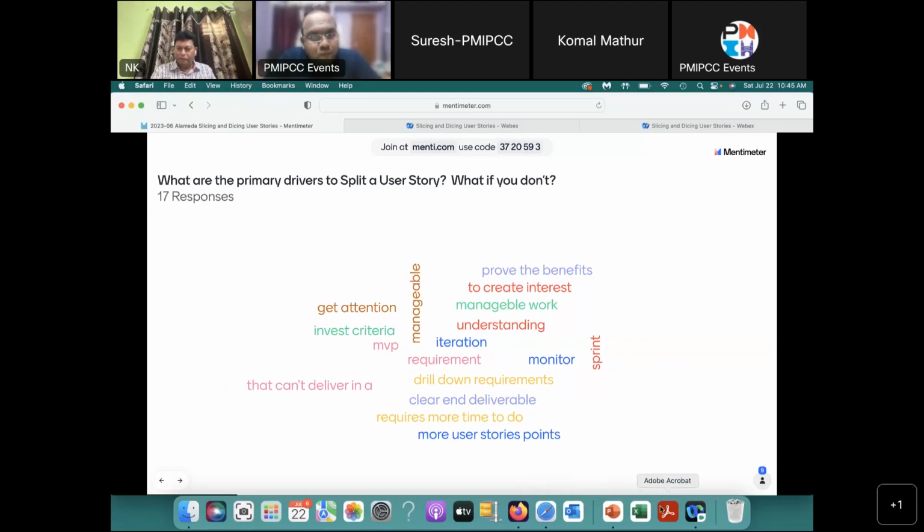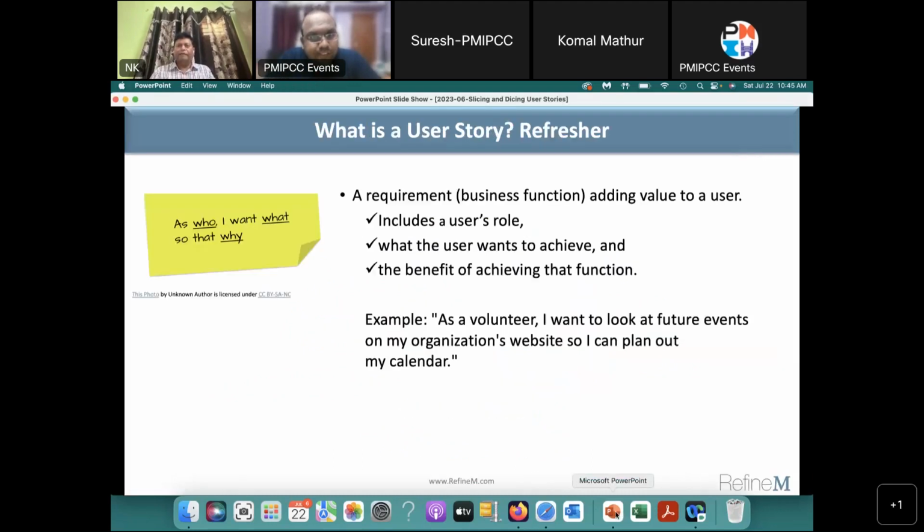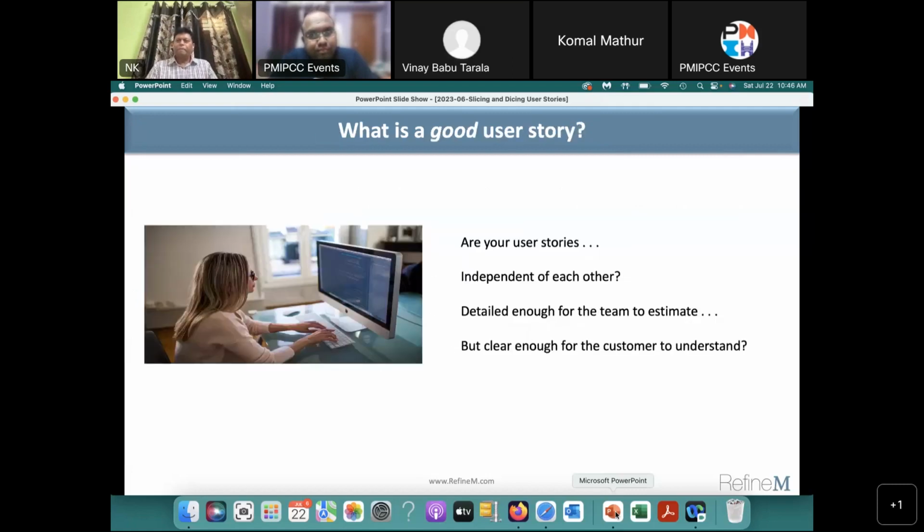So let me go back here. First of all, many of you know what a user story is, so I don't have to spend time talking about it. But I put in a refresher, so that we remind ourselves what a story is, and if somebody doesn't know, they learn this. You all know about it, so I'm not going to spend time on this.